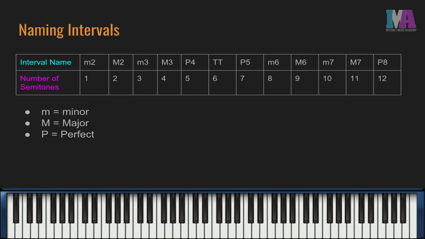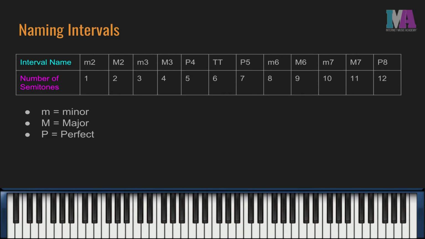You will notice that minor intervals are labeled with lowercase m's, major intervals are labeled with uppercase m's, perfect intervals, fourths and fifths, are labeled as P4 or P5, and tritones are labeled as TT.